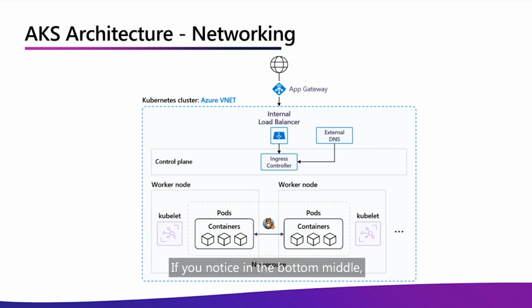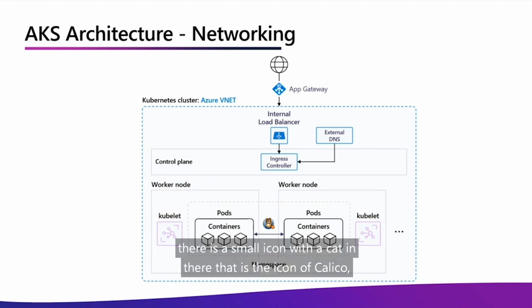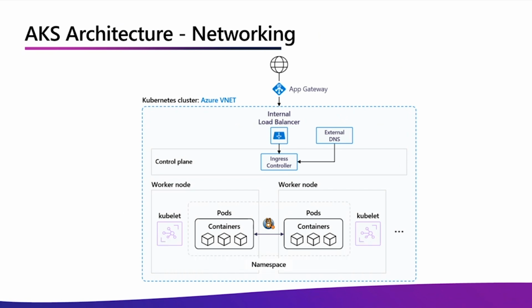If you notice in the bottom middle, there is a small icon with a cat in there. That is the icon of Calico, which is one of the network plugins we will adopt later in the presentation to further secure our deployment and our pods.